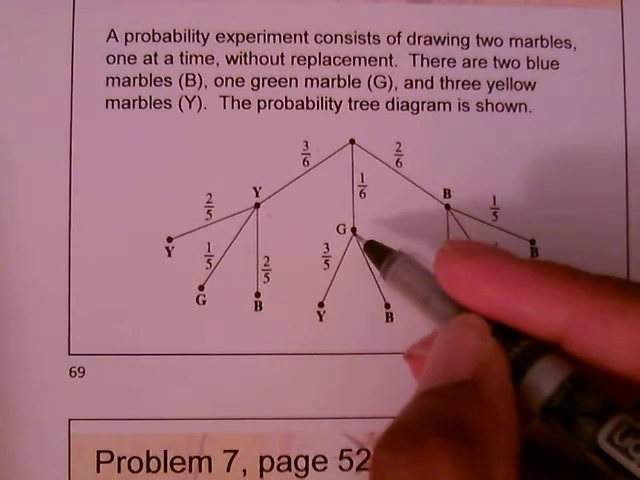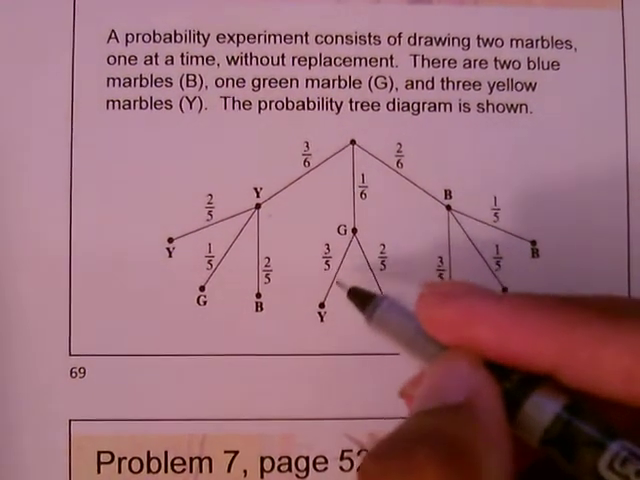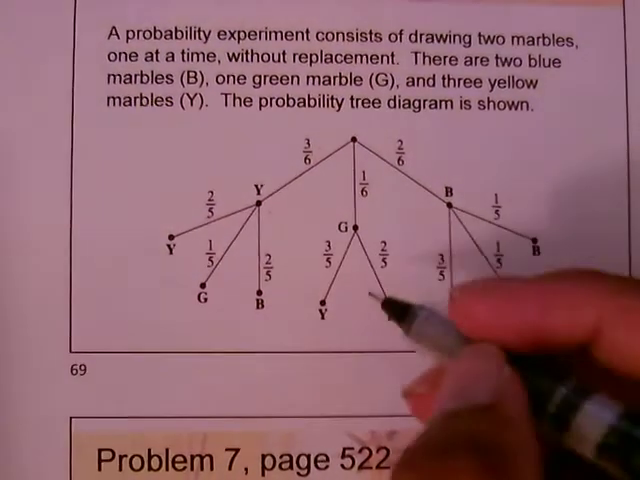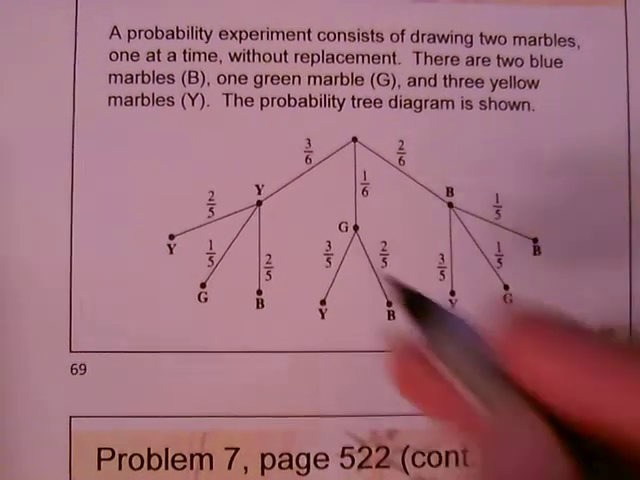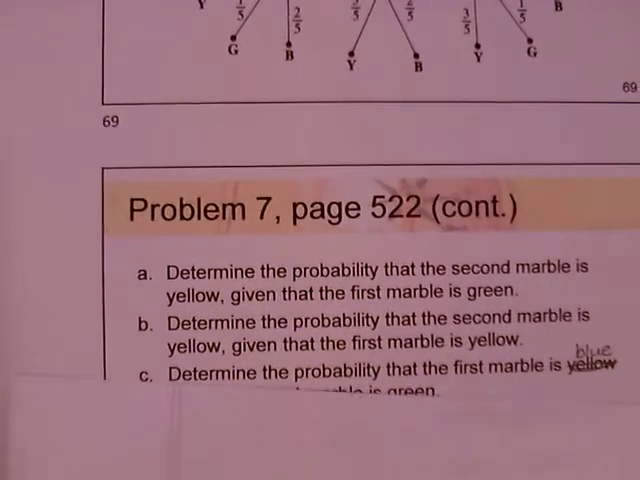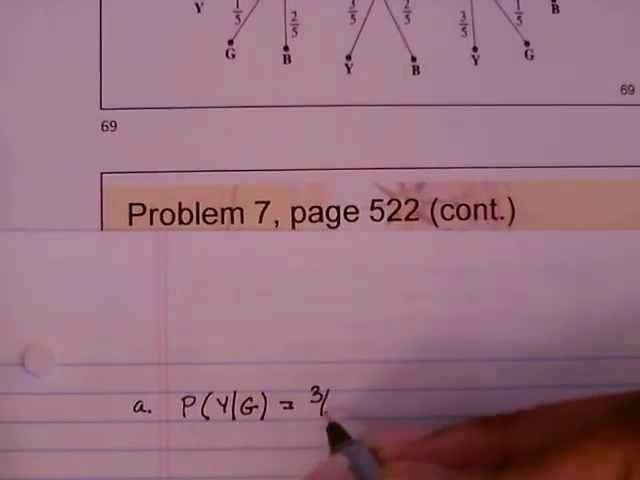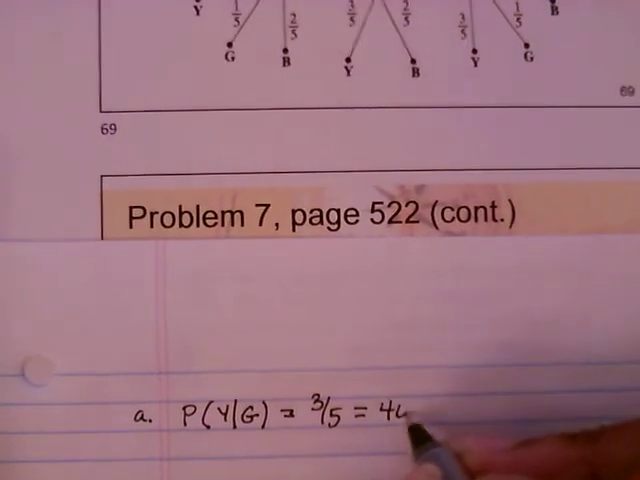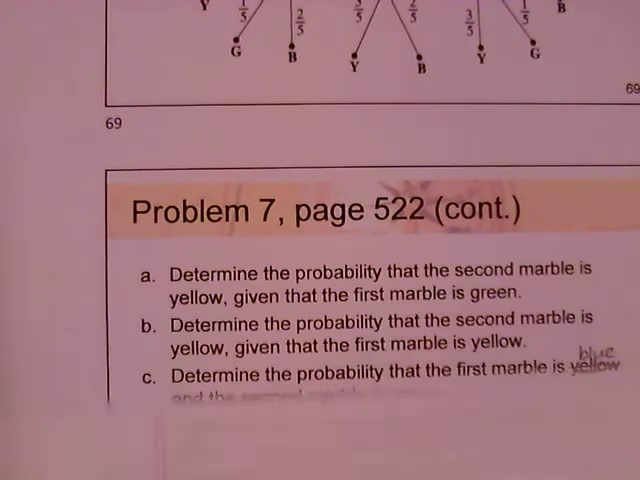What's the probability of selecting a yellow marble? In this case here, that's just the 3/5, okay? Because we're given that this is green. For a yellow marble, that probability would just be 3/5. And 3/5 as a percent will be just 40%. And that's all we had to do to that particular problem.